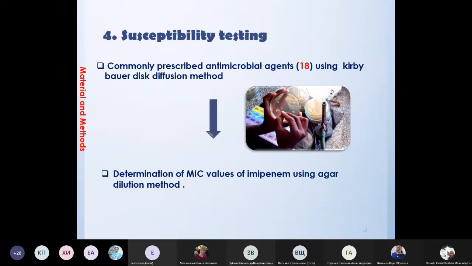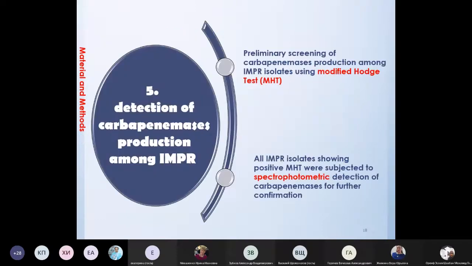And after that, we determined MIC values of imipenem using the agar dilution method. MIC means minimum inhibitory concentration. It is the lowest concentration which inhibits bacteria. So if we want to compare different antibiotics, we use the MIC. The lower the MIC, the better or more potent the antibiotic.